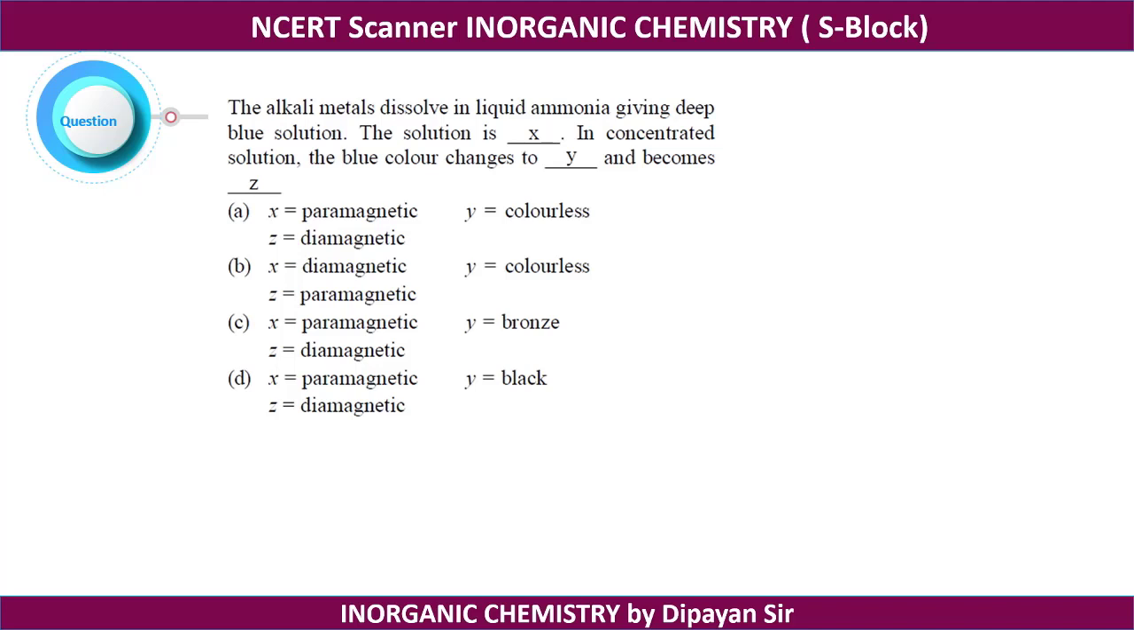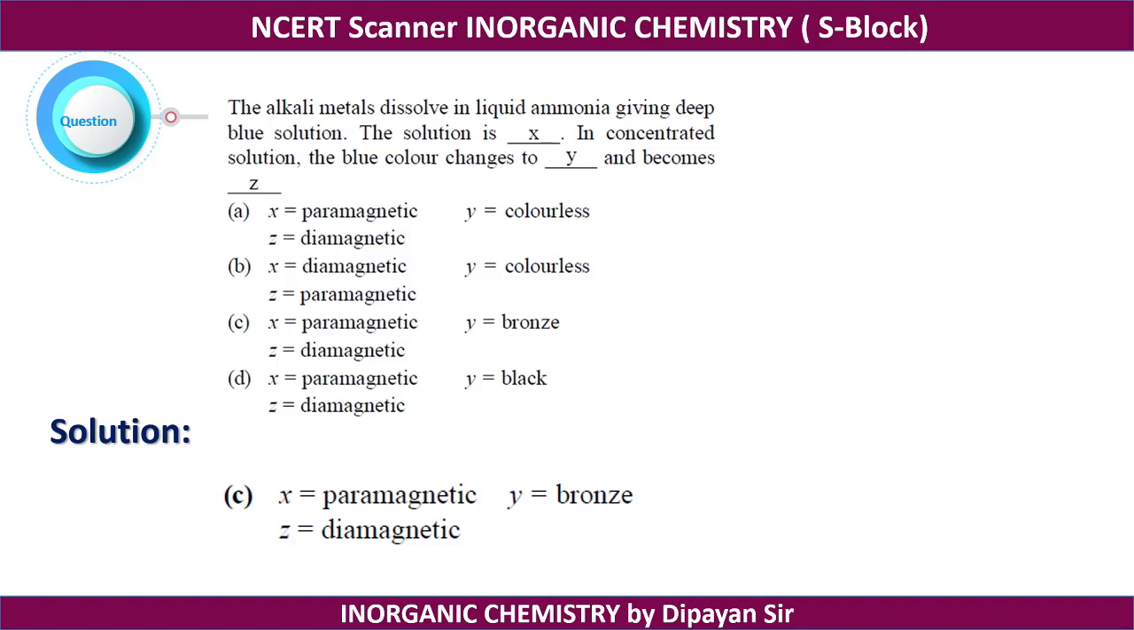Question number 5, the alkali metals dissolve in liquid ammonia giving deep blue solution. The solution is X. In concentrated solution, the blue color changes to Y and becomes Z. If we have the ammoniated electron, that represents the solution is paramagnetic in nature. So the correct answer for this question is option C, which is paramagnetic. And if we keep this solution, it will become bronze, and finally it will become diamagnetic in nature.